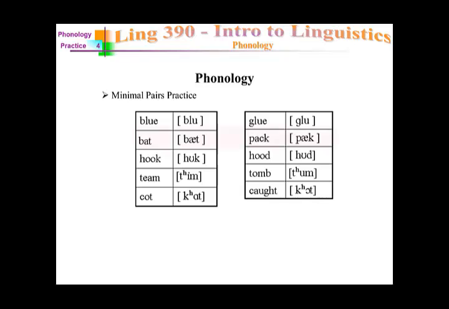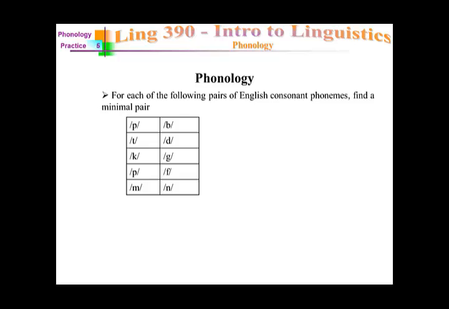One final note here. Notice that bat and pack are not a minimal pair. There are two differences in these words, so it isn't possible to tell which difference is signaling the difference in meaning with these two words. Be sure to check that a pair of words really has only one difference if you're thinking of it as a minimal pair. Here's some more practice.